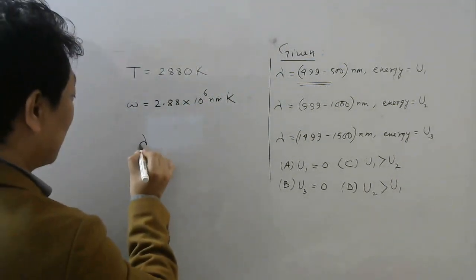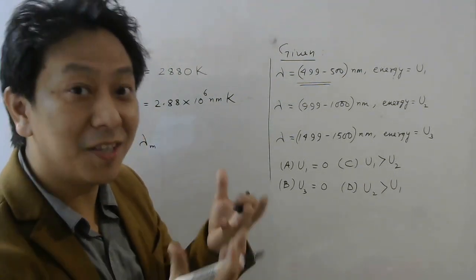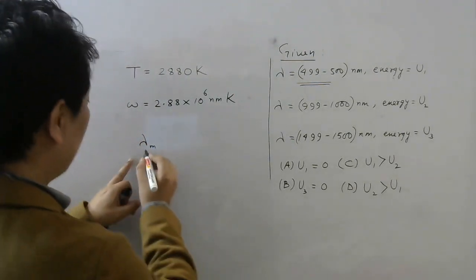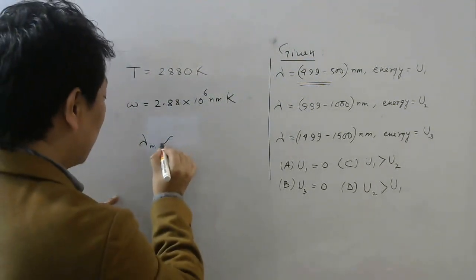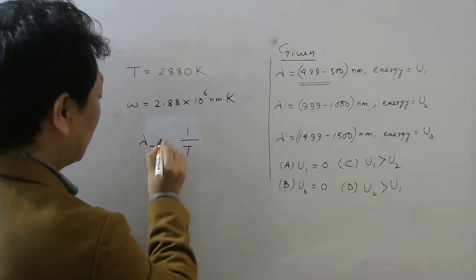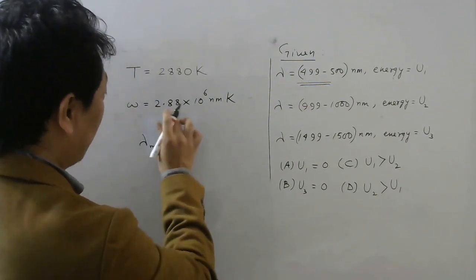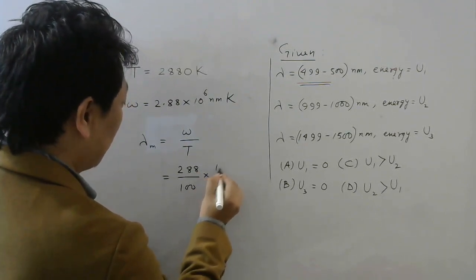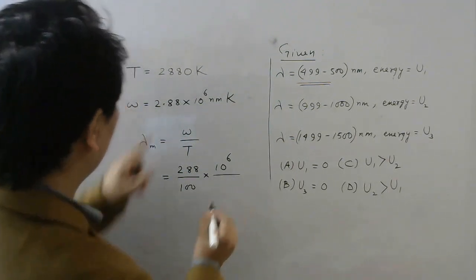So Wien's law says the wavelength of the radiation at which the intensity, or I can say energy, because energy is proportional to intensity only, is maximum, is inversely proportional to temperature, right? So if I write equal to, we write the constant as Wien's constant. So if you substitute 2.88, I can write 288 by 100 into 10 power 6, right? So this is your Wien's constant divided by temperature.